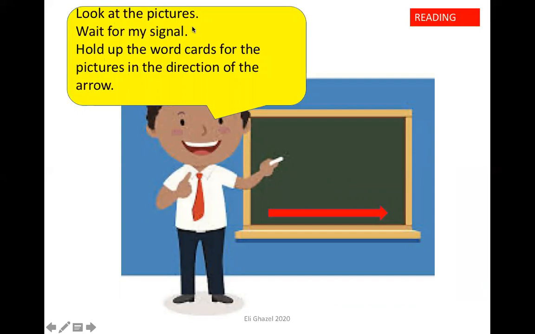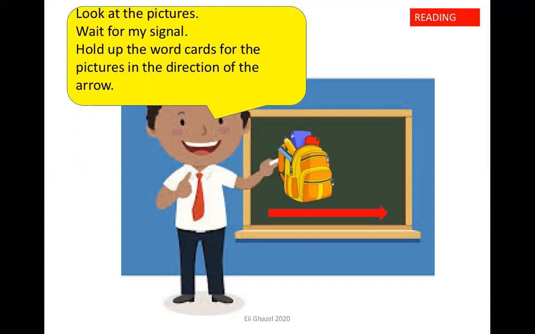Wait for my signal. Hold up the word cards for the pictures in the direction of the arrow. So they have to pick up the word for the picture you put here first, and then the picture for the word that you put here second, like this. So you put the picture of the bag.